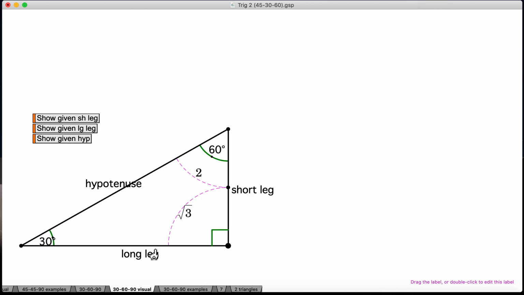So again, the key is the short leg, and you should always work to the short leg. If I'm given a hypotenuse and I want to go to the long leg, I would always go to the short leg first, then to the long leg.